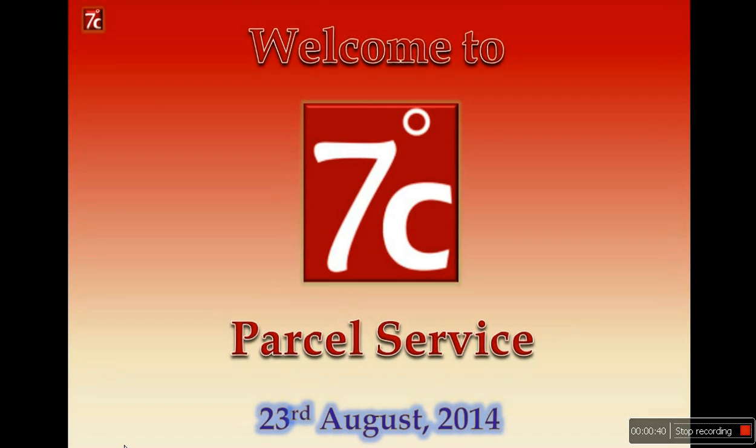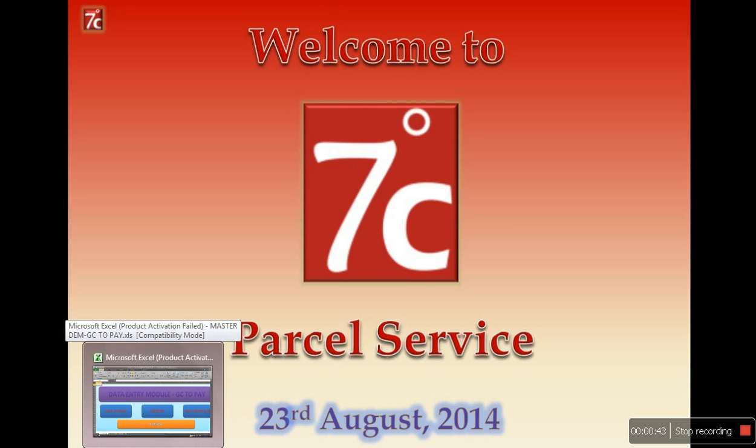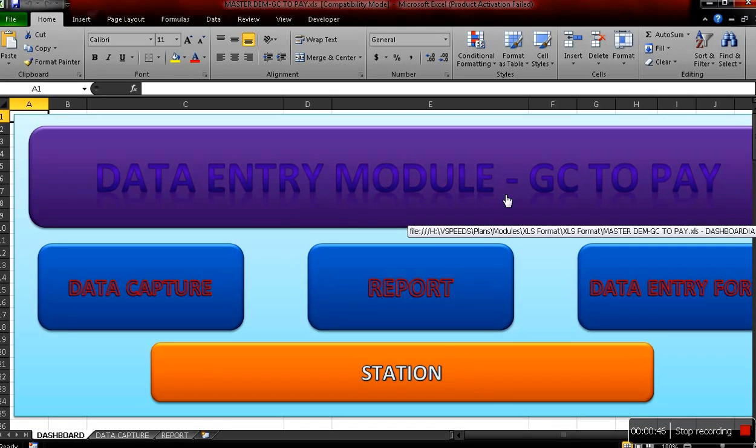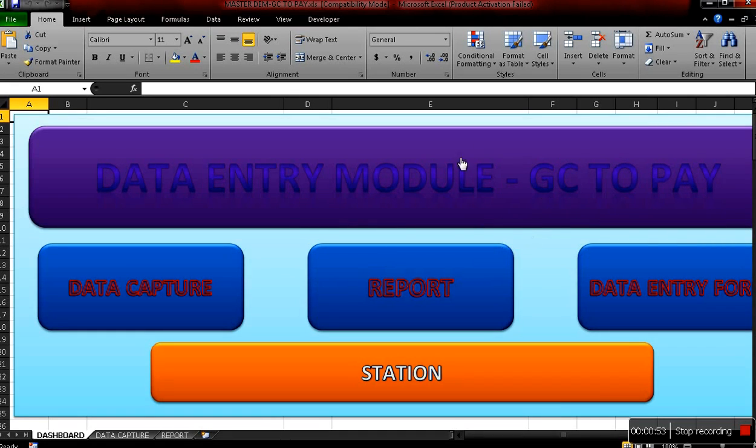Let us begin now by opening the Excel file named GC Data Entry Module GC2Pay. This is the dashboard, and this module has actually been worked on an Excel file using VBA coding. This dashboard consists of these three important blue colored buttons. The extreme left one shows the data capture, the center one shows the data report, and the extreme right one shows the data entry form. For this video, we will see how to use the data entry form.